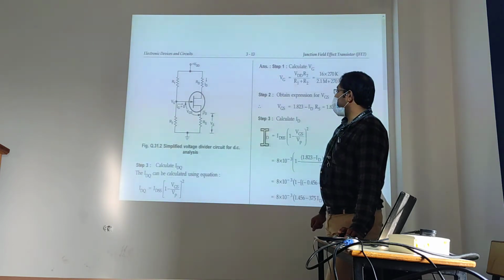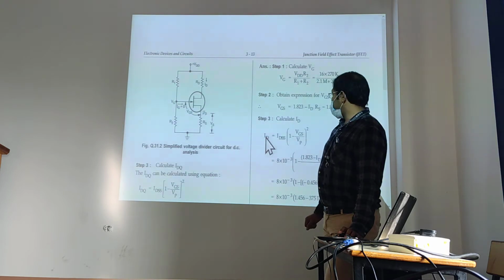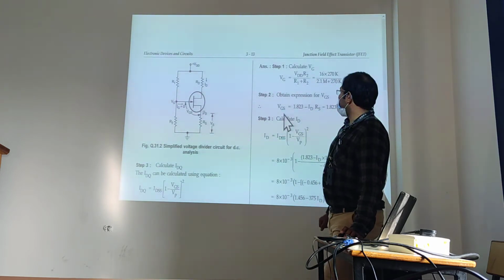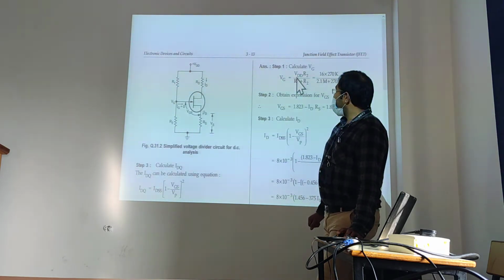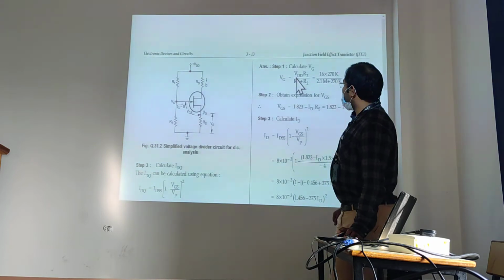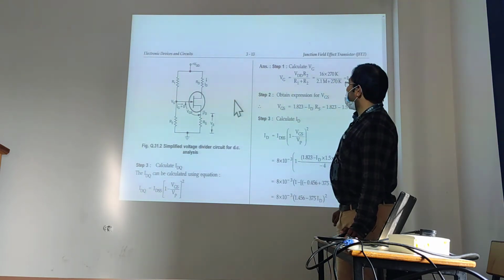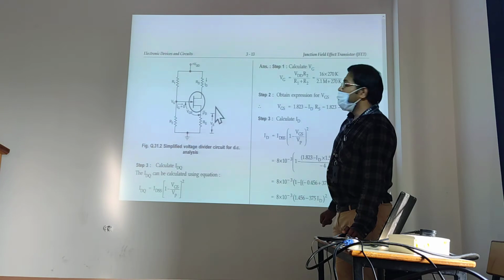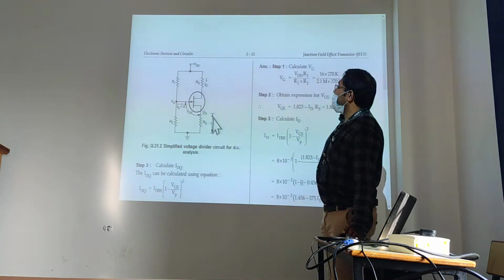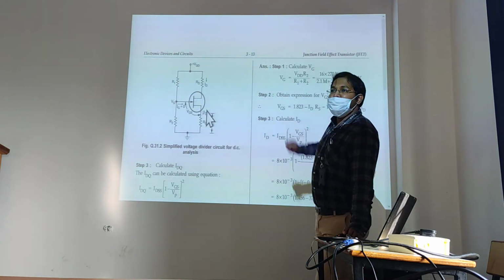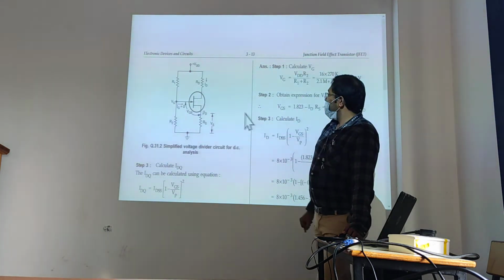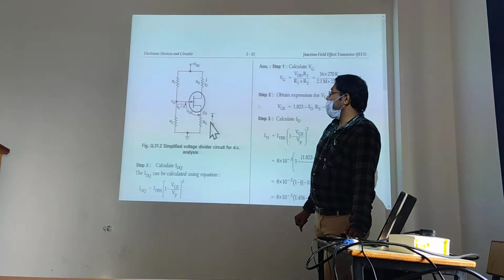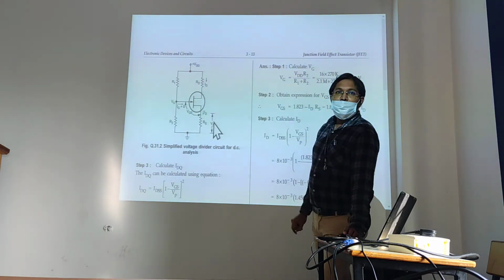After finding ID, now everything becomes very easy. See here, once you find the ID, VGS you can get easily. Then applying KVL to the output loop, easily we can get VS. See, VS is again ID into RS. So once you get ID, VGS you can get easily. VS is how much? ID into RS. That you can get easily.